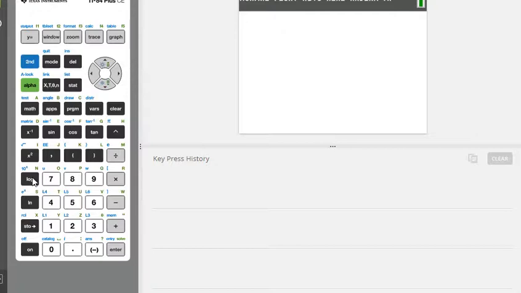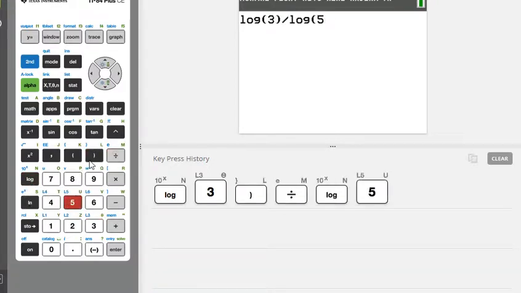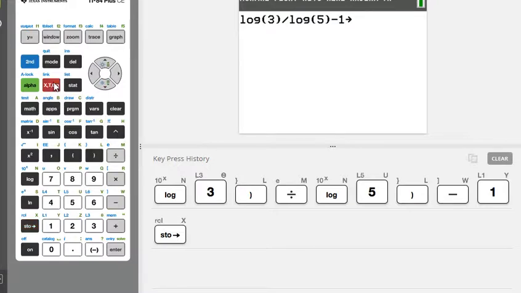Oh, you got that? Yeah. Oh, okay. Oh, so to check your answer, well, tell you what. Let me finish what I was explaining here. So it's going to be log of 3 divided by log of 5. And what you've got to be careful of is you've got to close the parenthesis on this. Minus 1 stored in x.